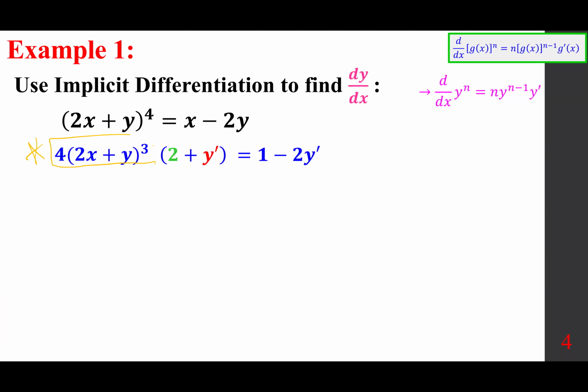We are going to solve for y prime, and to do so, we are going to distribute this over 2. That means we want to multiply it by 2, and we get 8 times 2x plus y quantity cube, and then distribute it over this. And since we want to solve for y prime, we are going to move this one and make it plus 2y. And we want to move this one and make it negative.